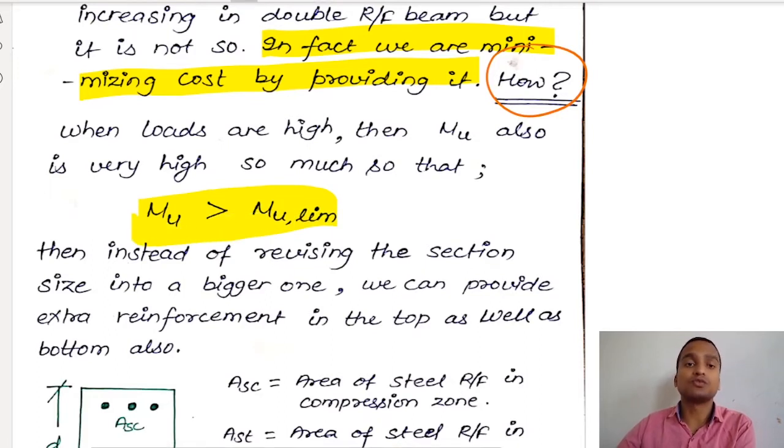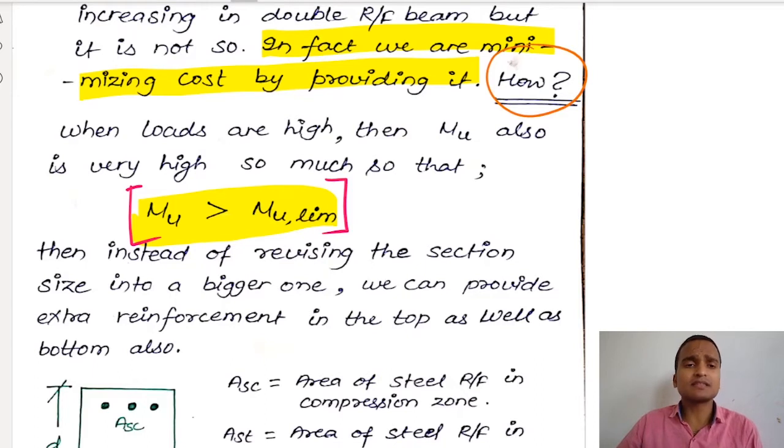So we know that Mu limiting is the maximum limiting ultimate moment of resistance. This is the limiting value, beyond which the beam cannot carry any more moment. But when the loads are very high, then the moments will increase so much that it also crosses the limiting boundary. And in such cases, the beam or any member will surely fail.